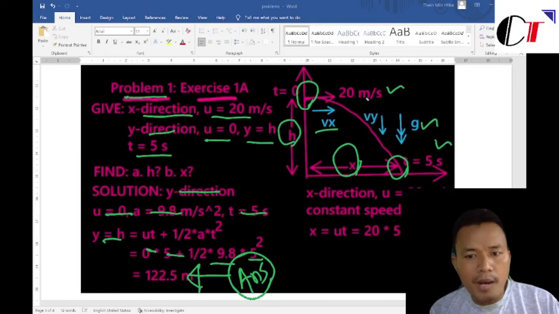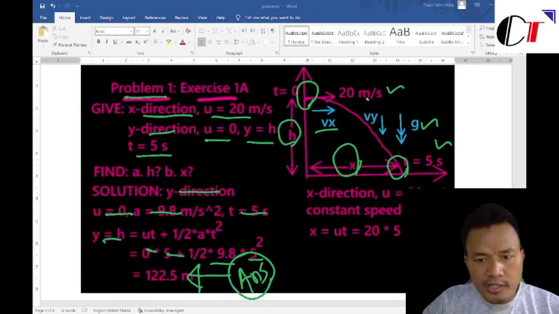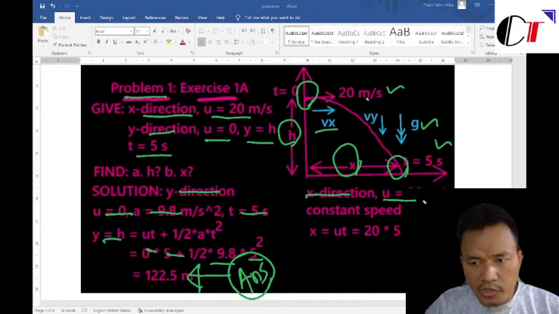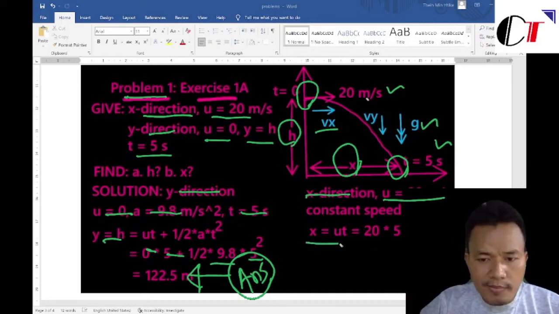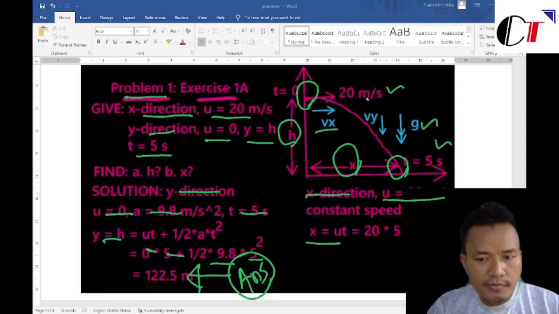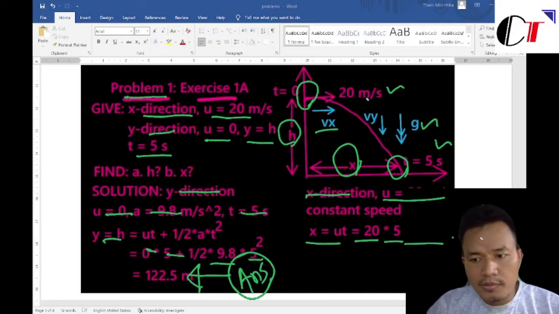Now if you look at part B, we have to find the horizontal distance, and of course the horizontal distance is in the x direction. In the x direction, u is just 20 meters per second. And since it is uniform velocity or constant speed, the distance traveled will be just u times t. So x equals u times t, u is 20 and the time is 5, and you will get the answer 100 meters. So this is the solution for the distance in the x direction.